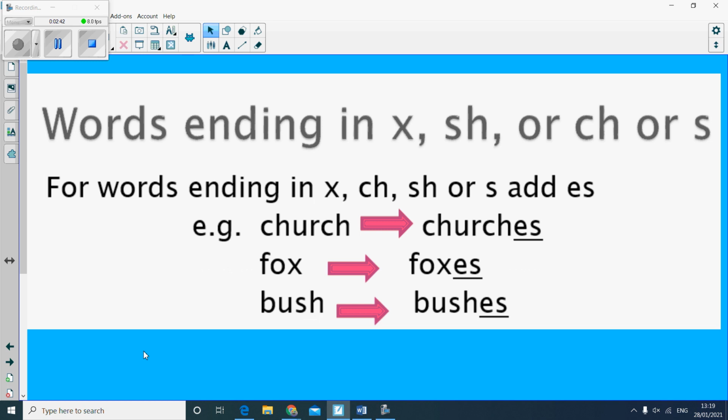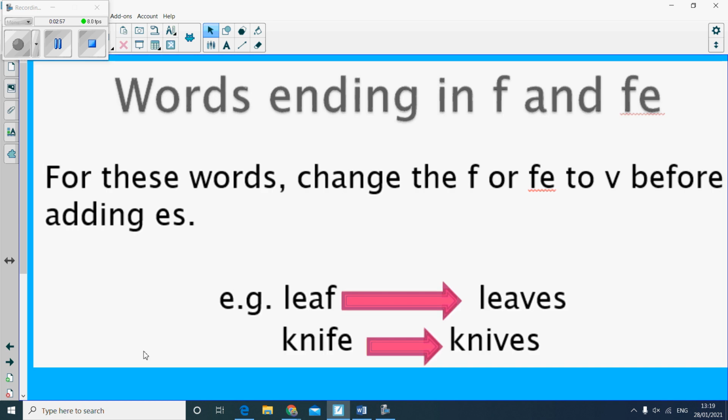There's also a rule for words ending with X, SH, CH, or S. So words ending with these, we just add ES. For example, church to churches, fox to foxes, and bush to bushes. Another rule for words ending with F and FE is we change them to a V and we add ES. So leaf becomes leaves, knife becomes knives.